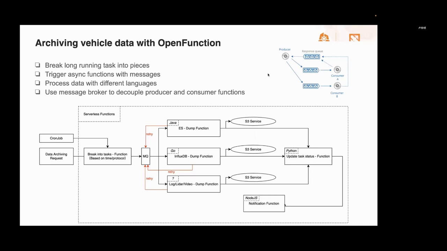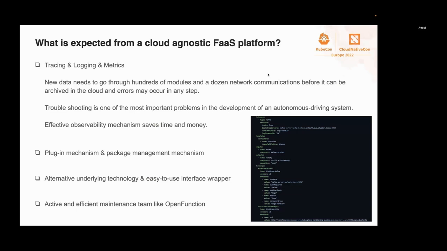At last, we will talk about what is expected from a cloud-agnostic FaaS platform. We would like to have the following features. First, tracing, logging, and metrics. New data needs to go through hundreds of modules and a dozen network communications before it can be archived in the cloud, and errors may occur in any step. Troubleshooting is one of the most important problems in the development of an autonomous driving system. We need to create a unified tracing mechanism within a complex call chain, because an efficient observability mechanism saves time and money. A robust system and efficient error handling are important aspects of getting autonomous driving on the ground for the safety requirements.